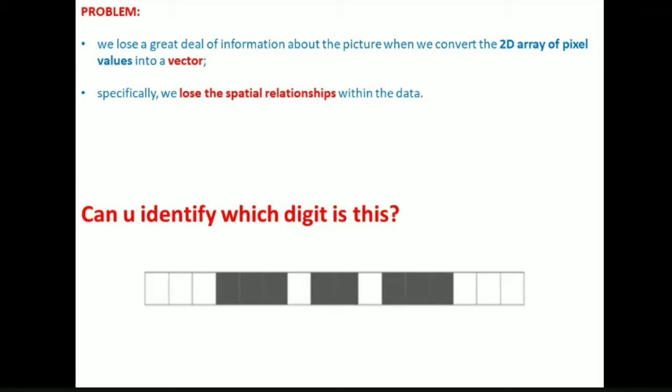Only if you can preserve that spatial relationship can we identify what image that is. But for feed forward neural networks, we cannot directly give that particular image. We have to compulsorily divide it into a vector representation. After dividing the input 2D image into a vector representation, what happens? We lose the spatial relationship. So when we lose the spatial relationship, we cannot be sure to which digit this image is going to belong. This is the main problem with feed forward neural networks.